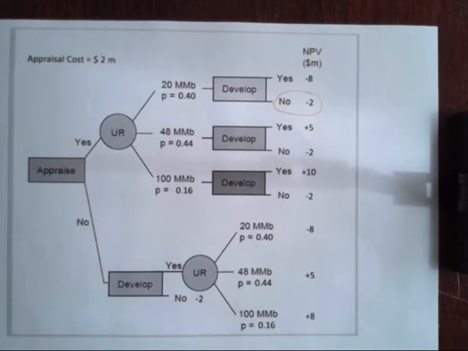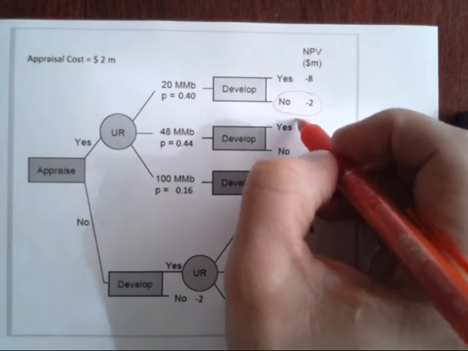Okay. Let's look at the second possibility here. So again, we are going to do the appraisal. The appraisal comes back. We look into our data a little bit closer, and we find that in fact we have 48 million barrels. In this case, we build the appropriate size facility, and we do develop it. We'll make $5 million. If we just decide to leave it alone, we'll lose 2. So which of those two are we going to choose? Of course, I'm going to take the $5 million over losing 2.